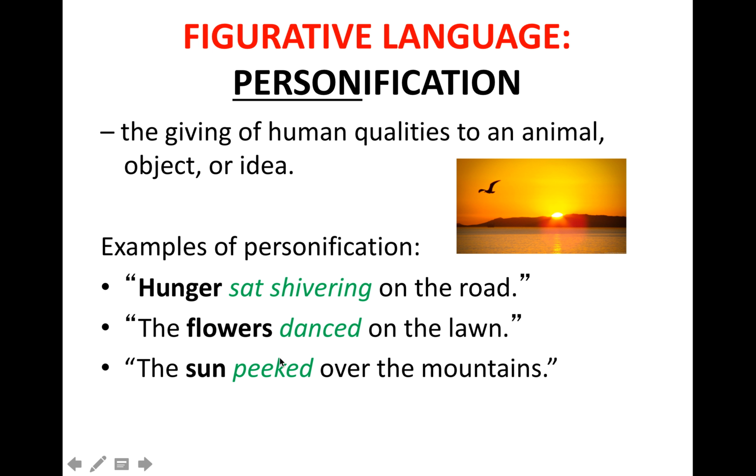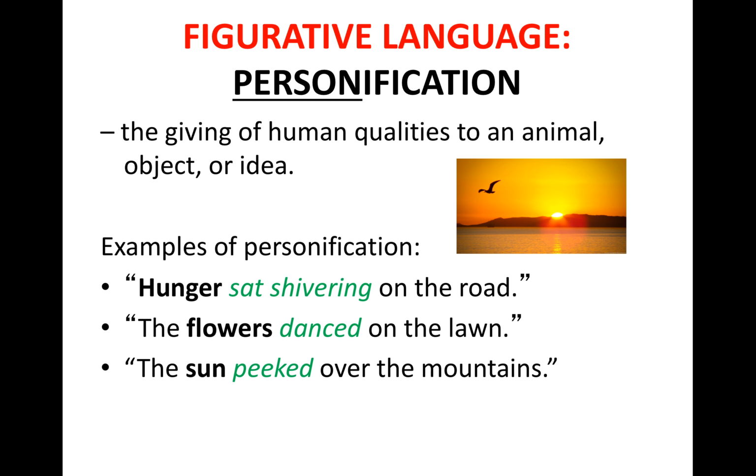The third example of figurative language is personification. Personification is giving human qualities to an animal, object, or an idea. So human qualities to a non-human thing or unliving thing or an animal. Examples might be hunger sat shivering on the road, the flowers danced on the lawn, and the sun peeked over the mountains. So those green words there, sat shivering, danced, and peeked, those are all things that humans can do.